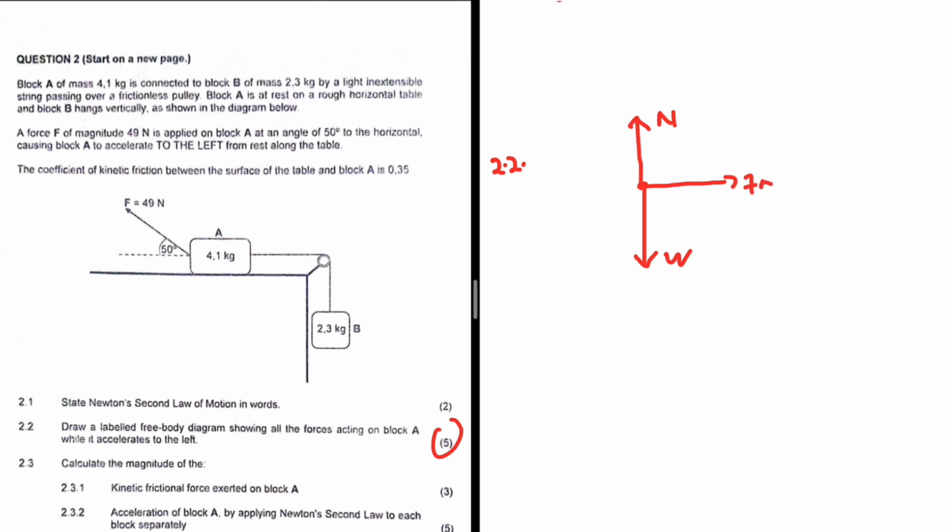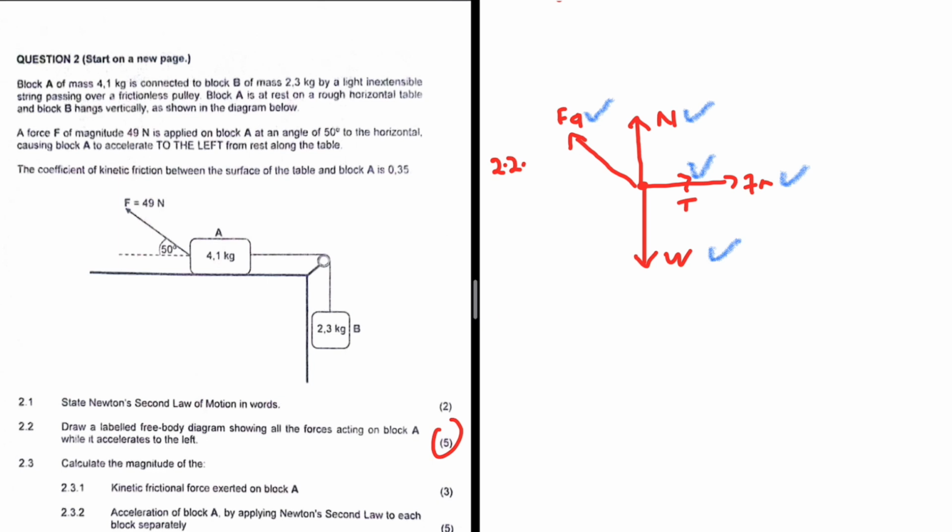So there we go, we have the frictional force. A and B are connected by a light inextensible string, so we have the tension force. And then a force F of magnitude 49 newtons is applied on block A. So there we go, our force F of magnitude 49 newtons. So this is the force applied. Let's take a look: 1, 2, 3, 4, 5. 5 marks, 5 forces. I think we are good to go.